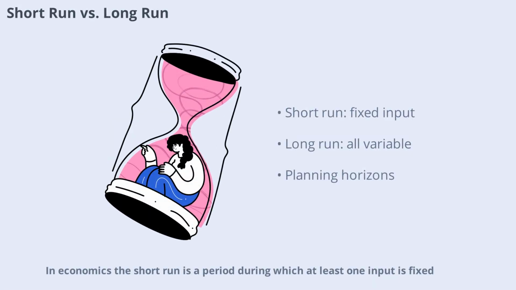In economics, the short run is a period during which at least one input is fixed, while the long run is when all inputs can be varied. For example, a bakery may not be able to expand its kitchen overnight, but over time it can invest in new equipment or hire more staff. Understanding the difference between short run and long run helps firms plan for both immediate needs and future growth.